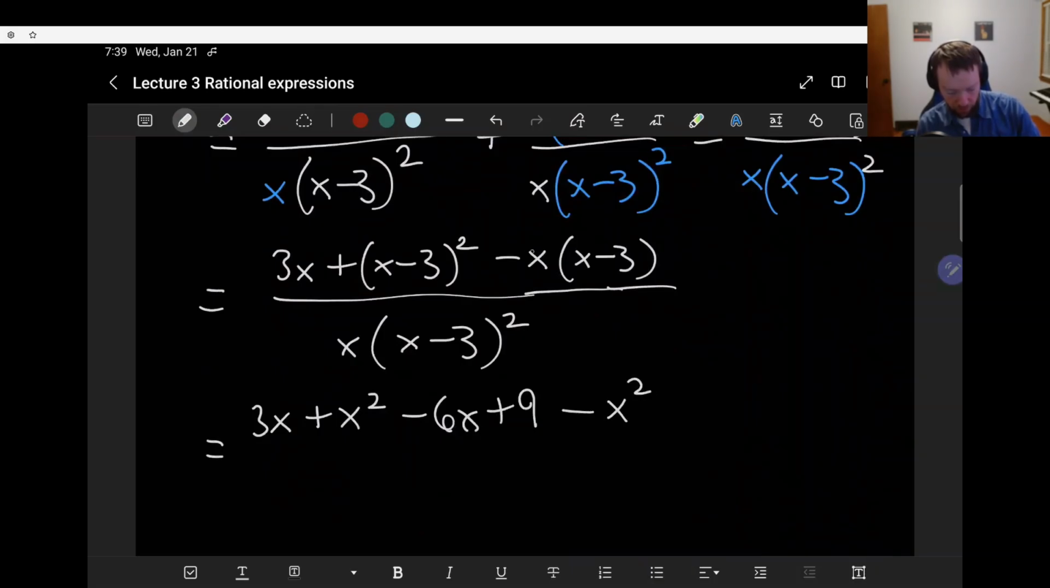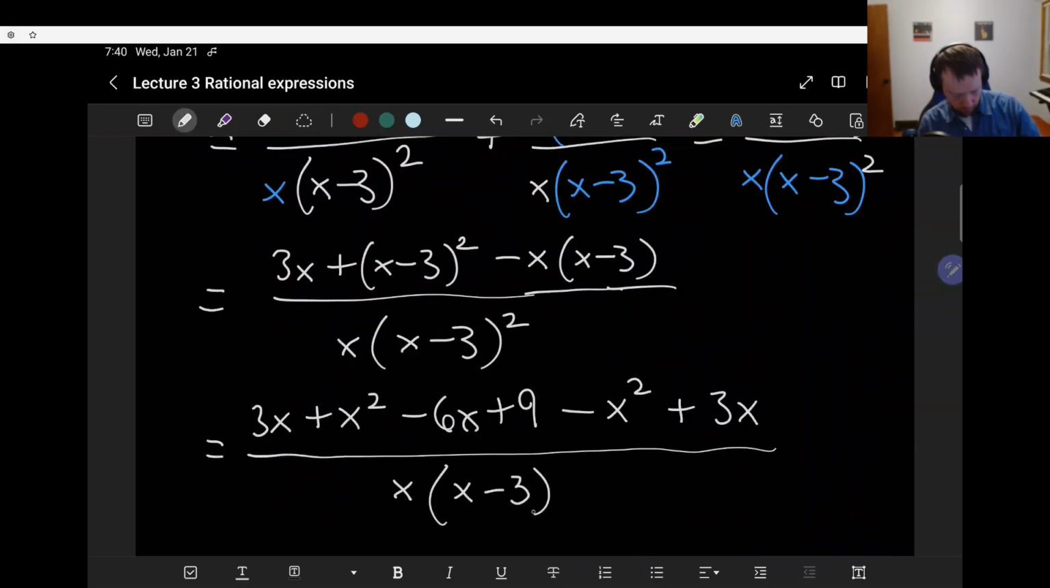Now be careful with this last part. I'm distributing the negative x. So that creates a minus x squared, but here we get a double negative, which makes a positive 3x. This may look like a big mess, but it comes together beautifully. Notice that these x squareds cancel. We have a plus x squared and a minus x squared.